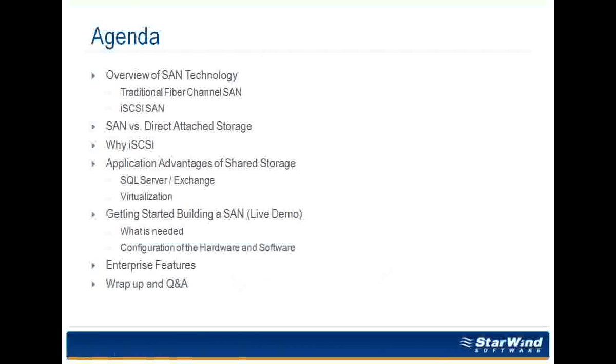Our agenda is going to be an overview of SAN technology. We'll take a look at the traditional fiber channel SAN. We'll look at an iSCSI SAN. We'll compare some advantages and disadvantages of direct attached storage versus SAN technology. We'll look at why we want to go with iSCSI. We'll look at some application advantages of shared storage with a SQL Exchange server and virtualization.